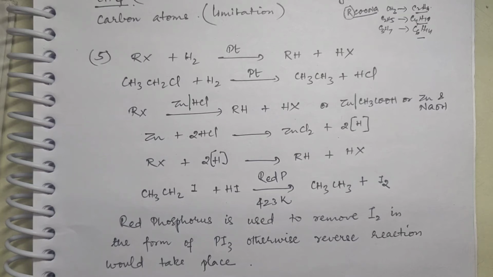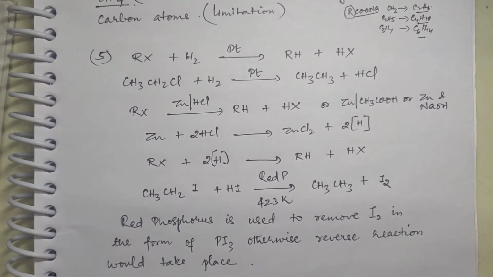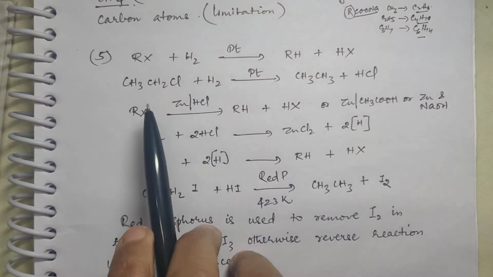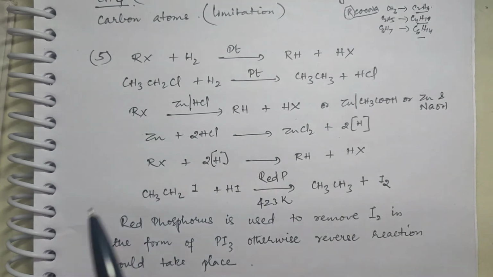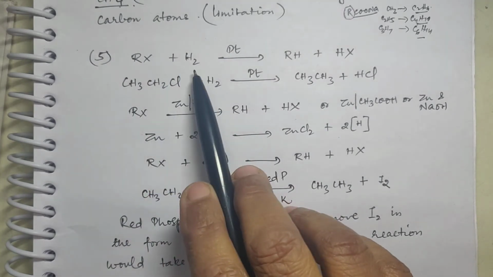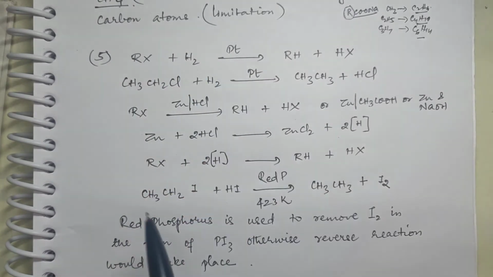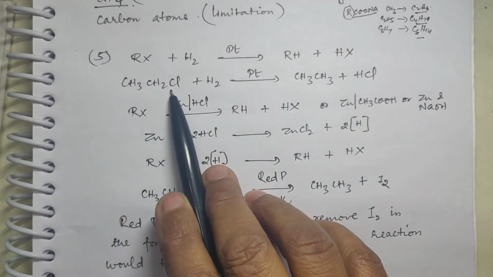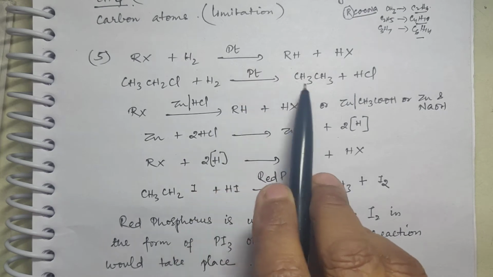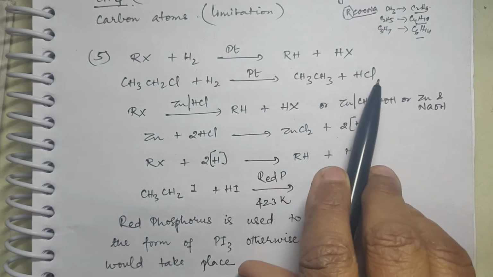Yes, children. Now let us move further in the preparation process, like how you can prepare alkane from alkyl halide RX. Now this alkyl halide can be treated with hydrogen in the presence of platinum to get alkane. Say you start with ethyl chloride. On treatment with hydrogen, you will get ethane plus HCl.